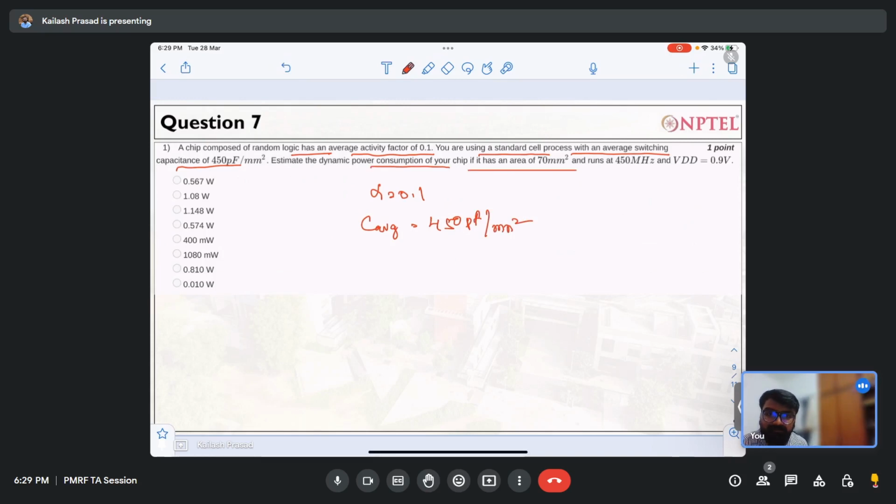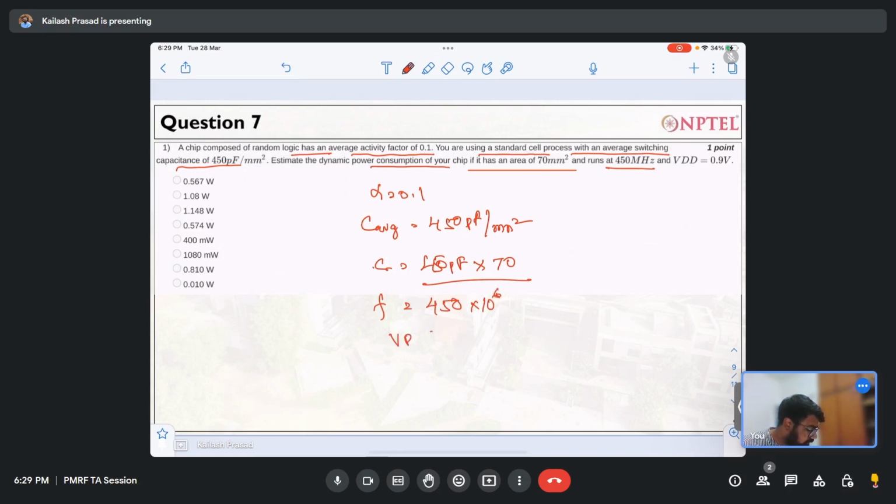Estimate the dynamic power consumption if your chip has an area of 70 millimeter square. So the area has been given, so I can calculate the C. C will be 450 picofarad multiplied by 70. Then it runs at a frequency of 450 megahertz, so F is 450 into 10 to the power 6. VDD is 0.9 over here, right? And if you know the formula directly, you can write alpha C VDD square F. This is the formula of the dynamic power, P dynamic.